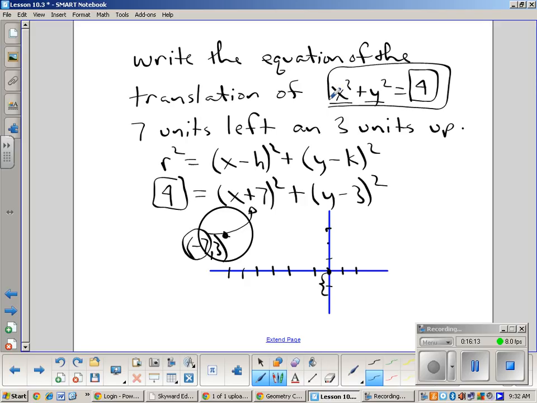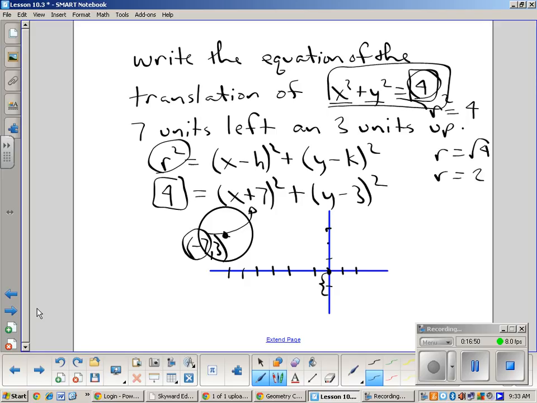The radius of this circle is r squared is equal to 4. So r then is going to equal the square root of 4, which is 2. And so when I rewrite my new one, this is r squared, which is 2 squared, which is 4. So in other words, this r squared and this r squared have to be the same number.